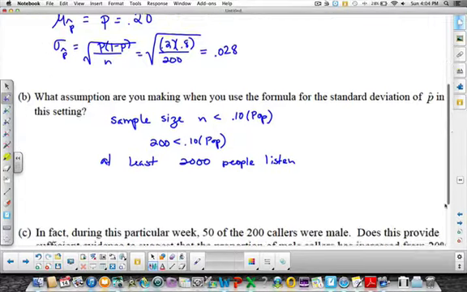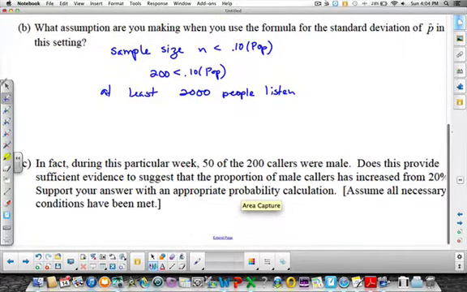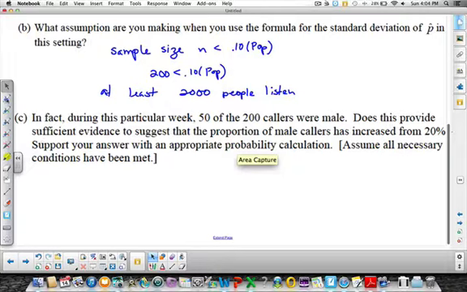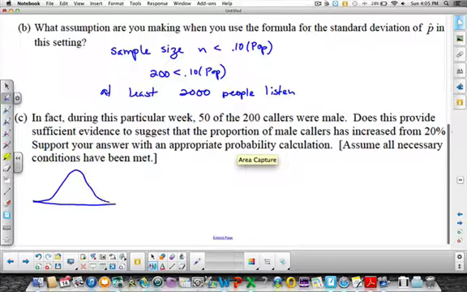Alright, so now let's go to part C. Part C tells us that in fact during this particular week 50 out of the 200 callers were male. Does this provide enough evidence to suggest that the proportion of male callers has in fact increased? Well, let's again take a look at a picture here. My sample size was 200. We're working with proportions. We have at least 10 successes and 10 failures. So my large counts condition has been met for proportions.